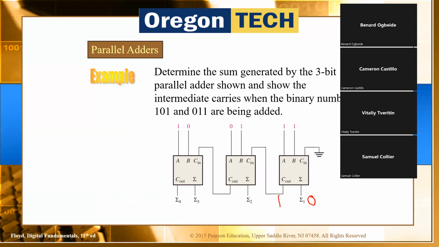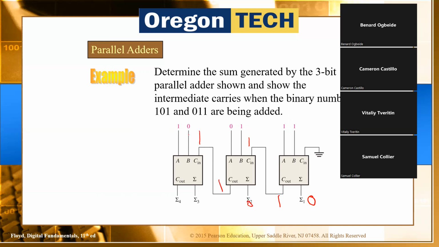Okay, now I have this one coming in here. Okay. 1, 1, 0. What will be the result? Again, the sum will be 0, but your output carry will be 1. And this one will come in here.